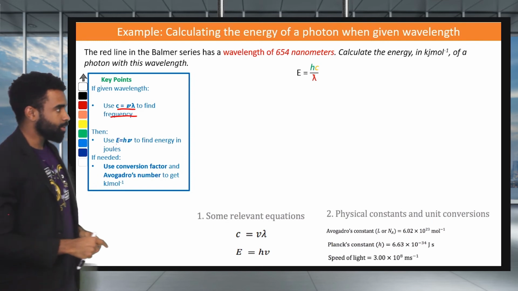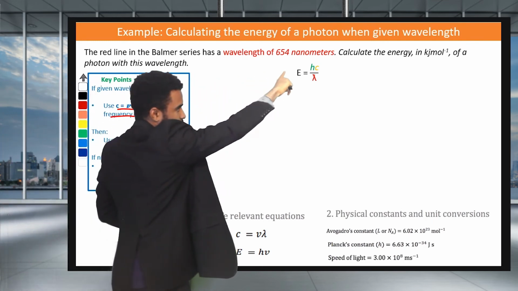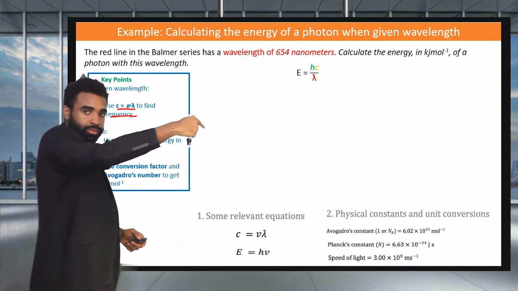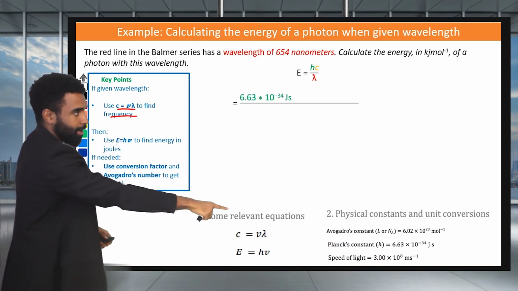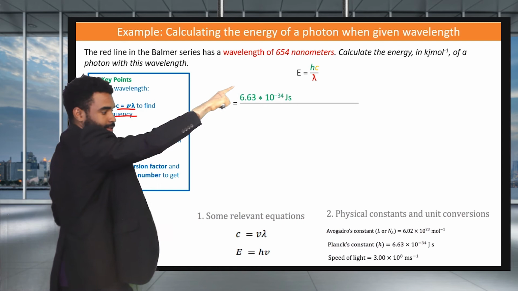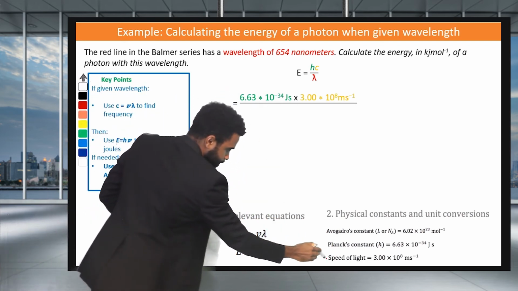So let's try it. So we have E equals hc over lambda, which we derived on the previous slide. We plug in h, which is Planck's constant, from there. We plug in c, which is the speed of light, also from there.